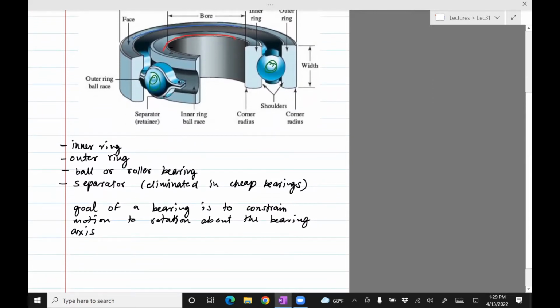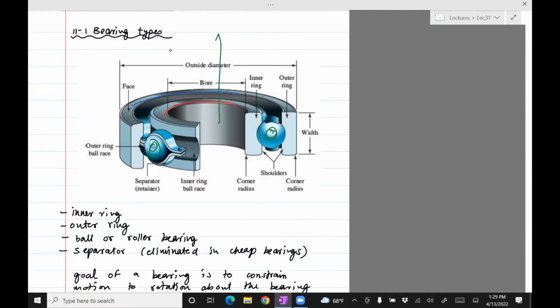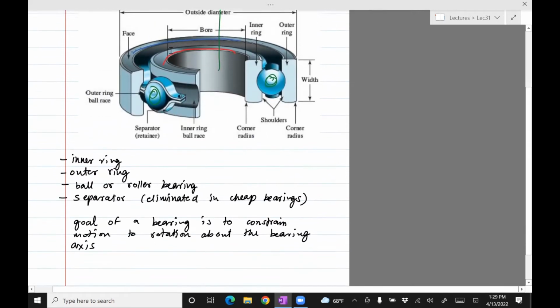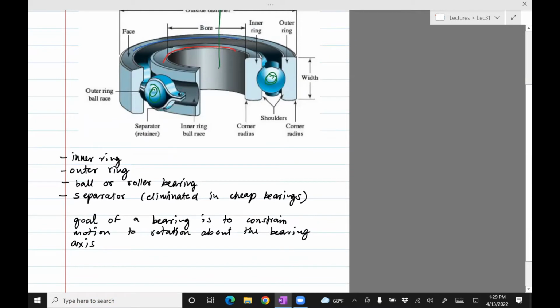So what does the bearing do? The main goal of a bearing is to constrain motion in only the directions you choose to constrain. For example, when an object is free in space, it can move in the XYZ directions and also rotate about the XYZ axes, so it has 6 degrees of freedom. But the moment you put a bearing on that object, it constrains motion to only 1 degree of freedom, that is rotation about the axis of rotation. So when you have rotation along one axis, you're not wasting energy, right? You're only allowed to move in one direction.